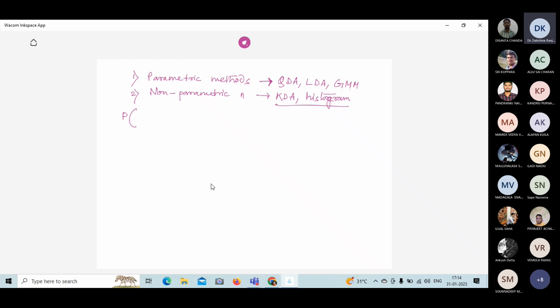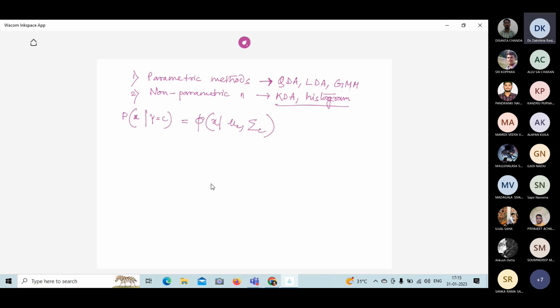If we consider the likelihood function for a particular datum small x given y equals c is a Gaussian density, then we can write p of x given y equals c. This is given by phi of x given mu c and sigma c.